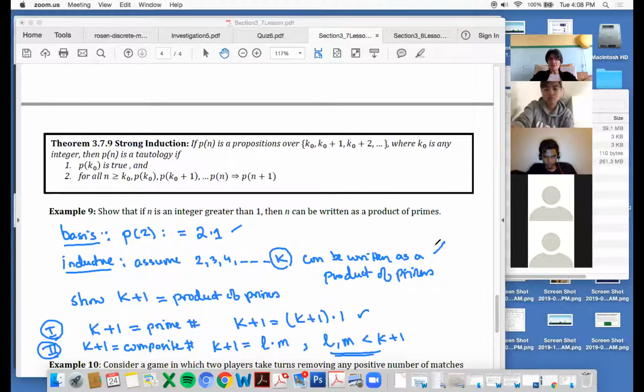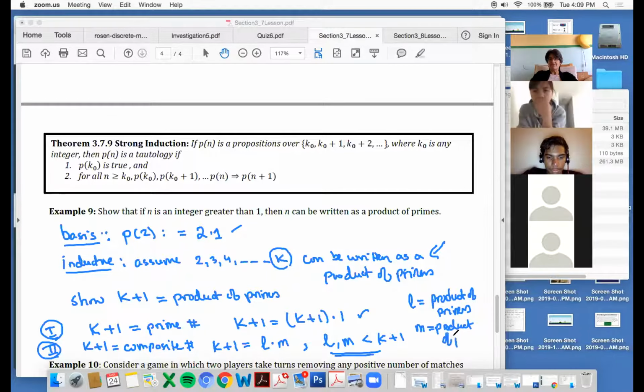Because if I go back to this assumption, if L and M are less than k plus 1, what can I say about the number L and what can I say about the number M? What does this assumption say? That any number up to k plus 1 can be written as a product of primes. So L is a product of primes, and M is a product of primes. And because of that, if I multiply these two numbers together, then this product is going to be a product of primes. So that means k plus 1 is a product of primes.